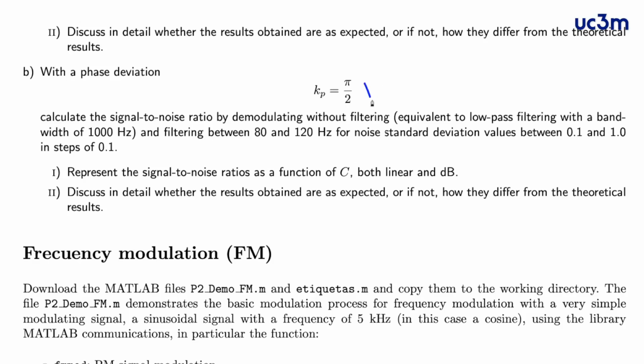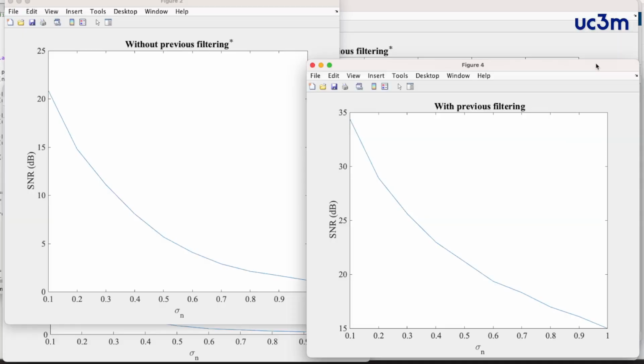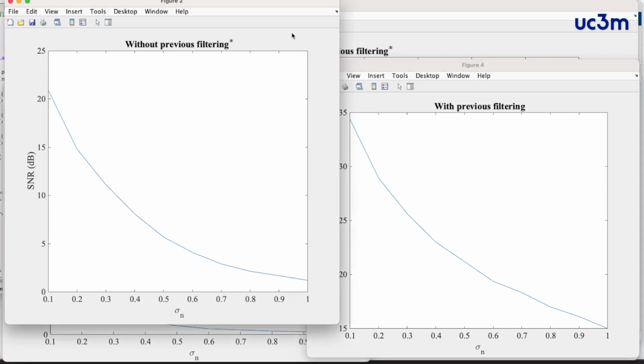Now, for a fixed value of this parameter, Kp equal to pi halves, we are going to obtain the signal-to-noise ratio as a function of the noise power, when the noise standard deviation is increasing from 0.1 to 1 in steps of 0.1. Obviously, the higher the noise power, the lower the signal-to-noise ratio. And again, a previous filtering to reduce the noise power helps to improve the signal-to-noise ratio compared with what we have without this previous filtering.